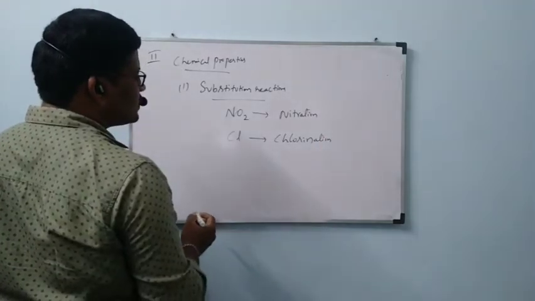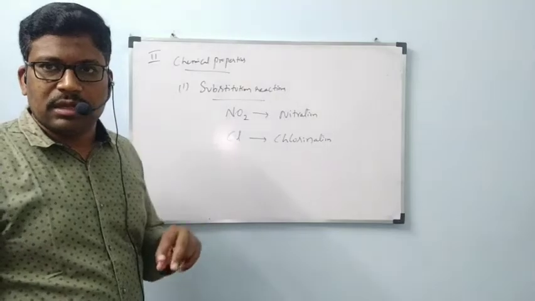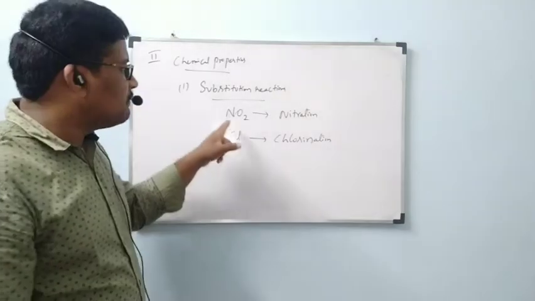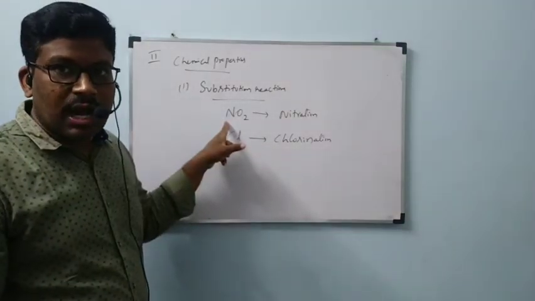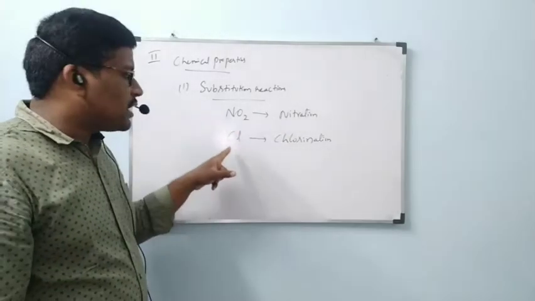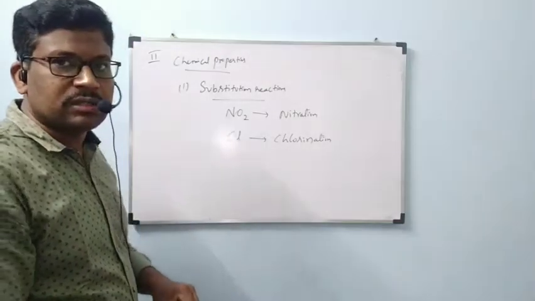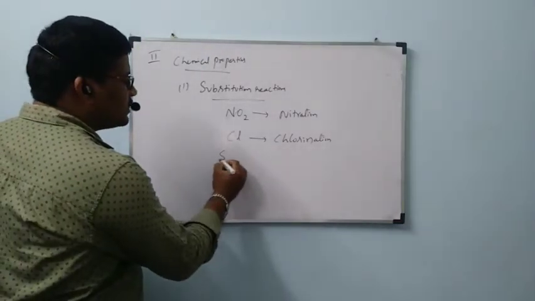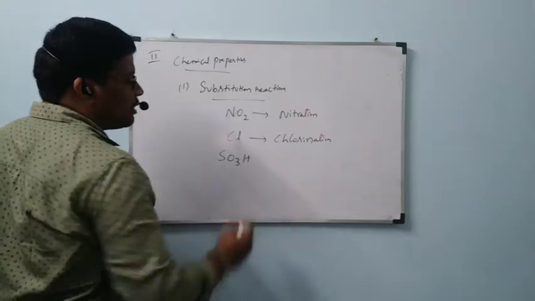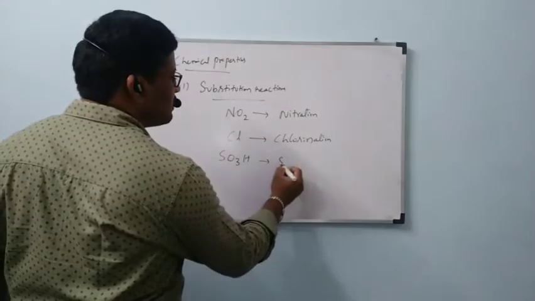Common definitions: if one of the hydrogens present in an alkane is substituted by NO2, that is called nitration. If one of the hydrogens present in an alkane is substituted by chlorine, that is called chlorination. If one of the hydrogens present in an alkane is substituted by SO3H, that is called sulfonation.